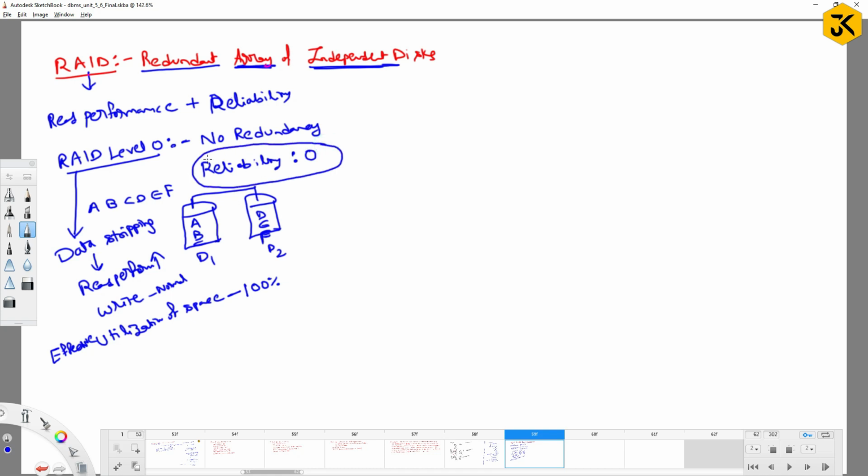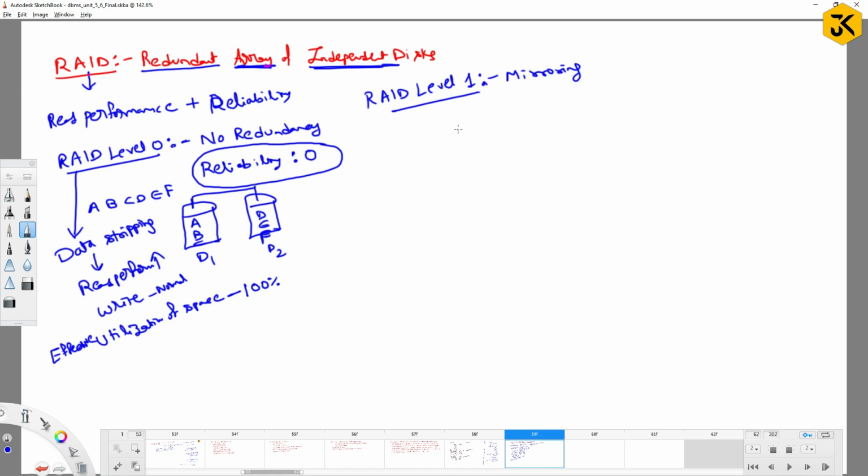When the particular system crashes, my database cannot recover the data. So we are moving to another kind of RAID level, that is RAID level 1. In RAID level 1, they are not thinking about the performance of reading, they are thinking about the reliability, right? So as they are thinking about the reliability, this technique contains mirroring.